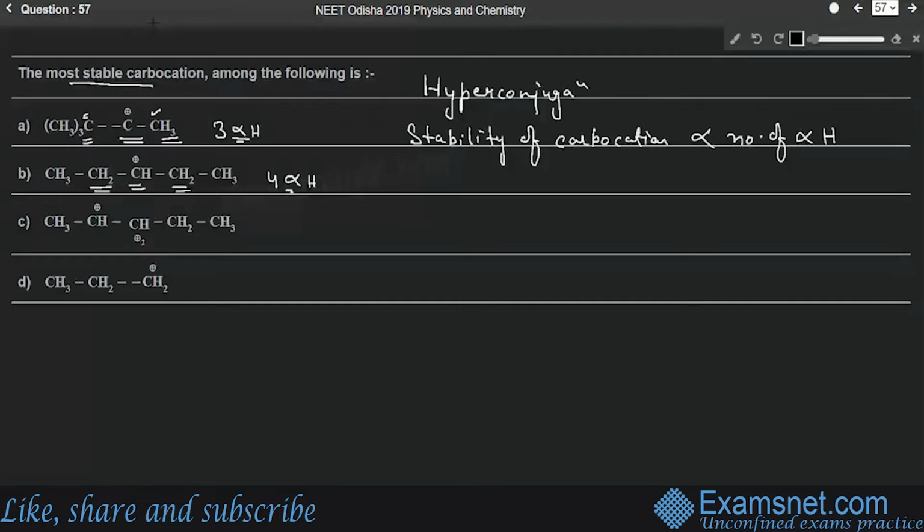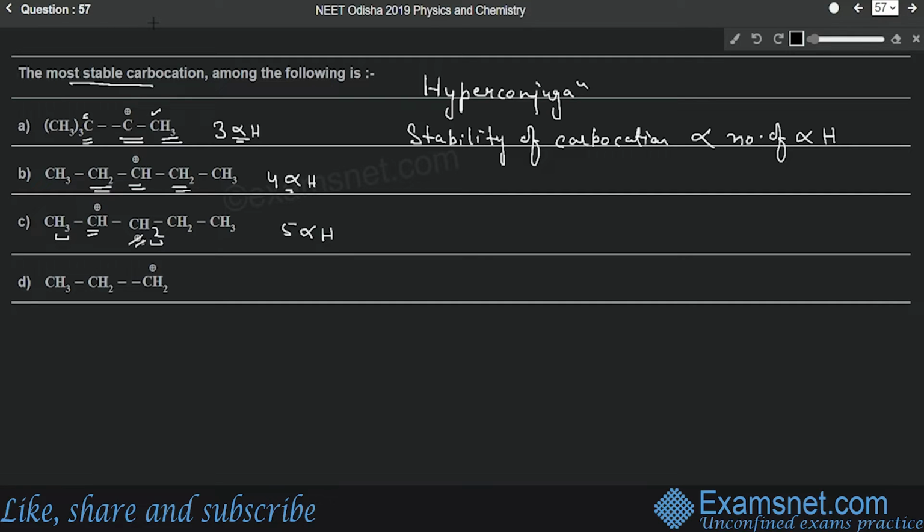Then in the third one, this is CH2. Now on the left side of this cationic carbon, we have 3 alpha hydrogens. On the right side, we have 2 alpha hydrogens. So the total number of alpha hydrogens will be 3 plus 2, that is 5 alpha hydrogens. This will be more stable than the previous two.